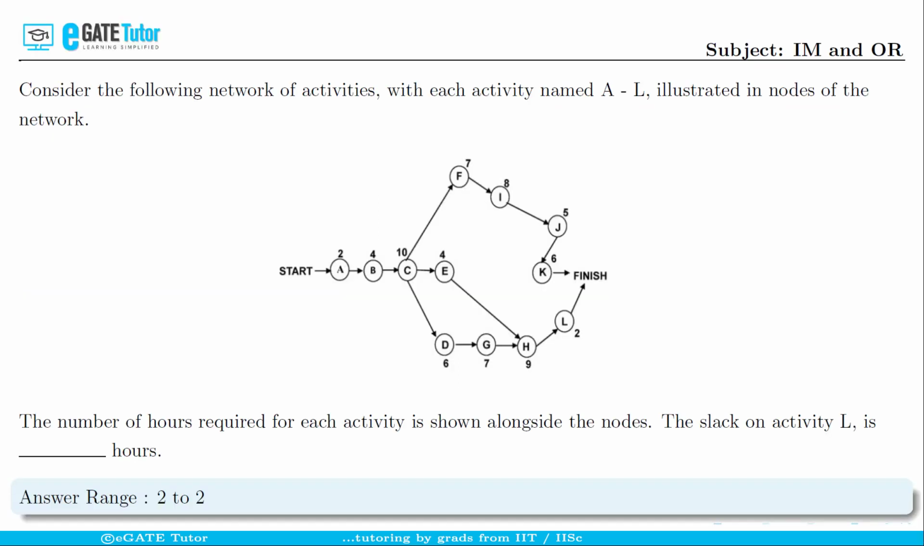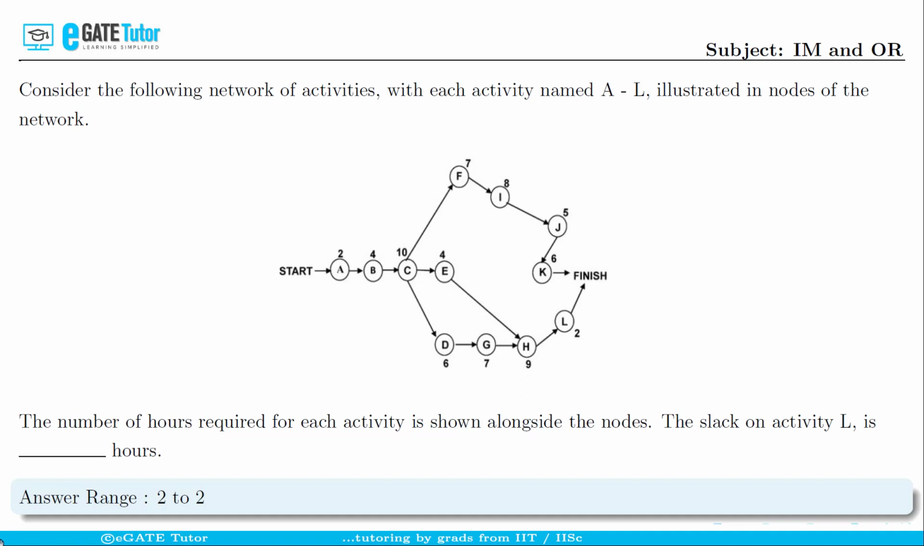This is a question from IM and OR for 1 mark. Consider the following network of activities with each activity named A to L illustrated in the nodes of the network. So this is the network with activities A to L illustrated in nodes. The number of hours required for each activity is shown alongside the nodes. So these are the number of hours required for each activity.